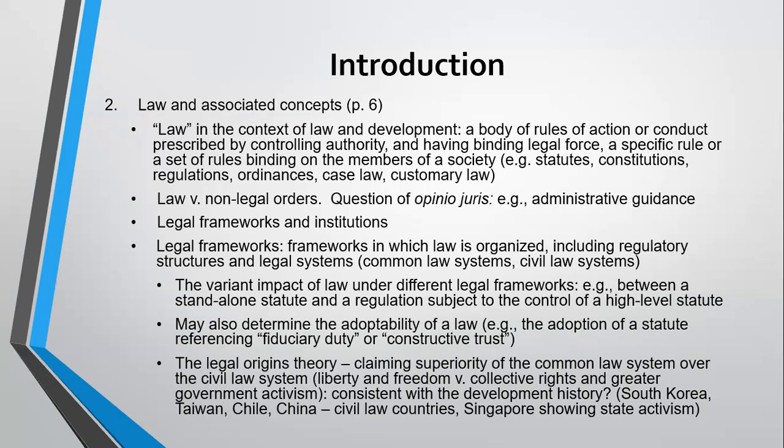In the study of law and development, there are operative concepts such as law, legal frameworks, and institutions. Law in the context of law and development refers to a body of rules of action or conduct prescribed by controlling authority and having binding legal force. A specific rule or a set of rules binding on the members of society. So in the context of law and development, law might be a little bit broader than what is officially recognized in society.